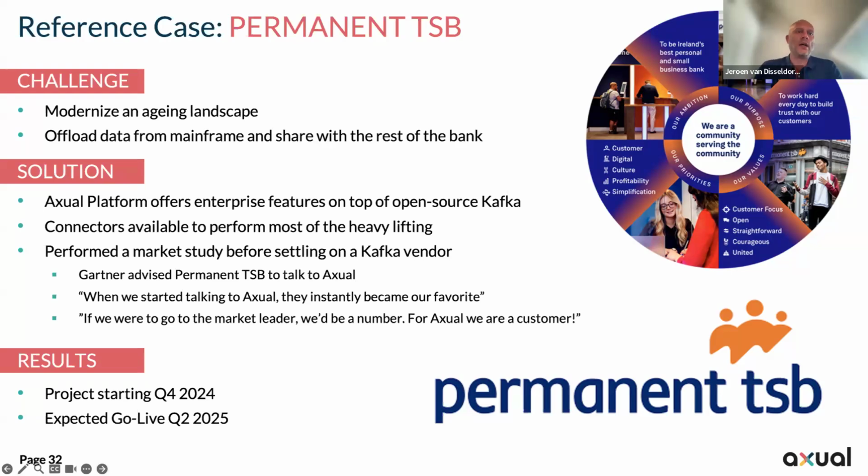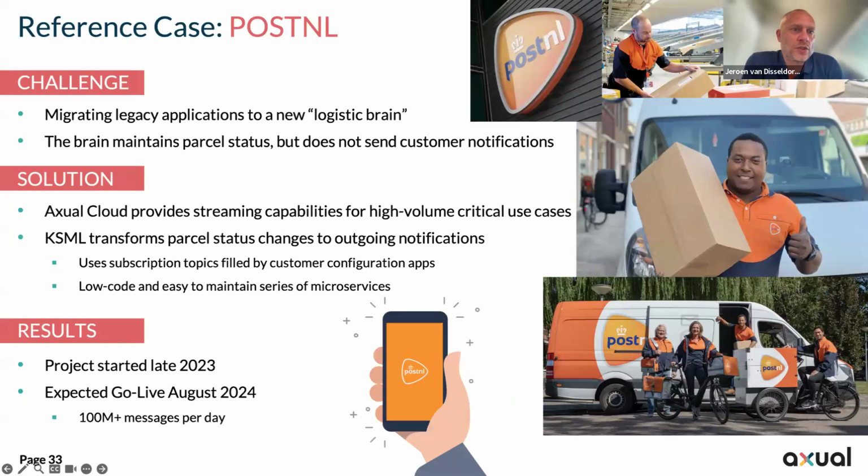And last but not least, the Dutch Post, PostNL, they are migrating legacy applications to a new logistical brain. That brain maintains the status of where parcels are, but it did not yet send customer notifications. So they're now hooking up the system to Axual platform, and through KSML, they do all kinds of transformations that ultimately lead to notifications being sent on people's mobile phones. That project got started late last year and is expected to go live just after summer.